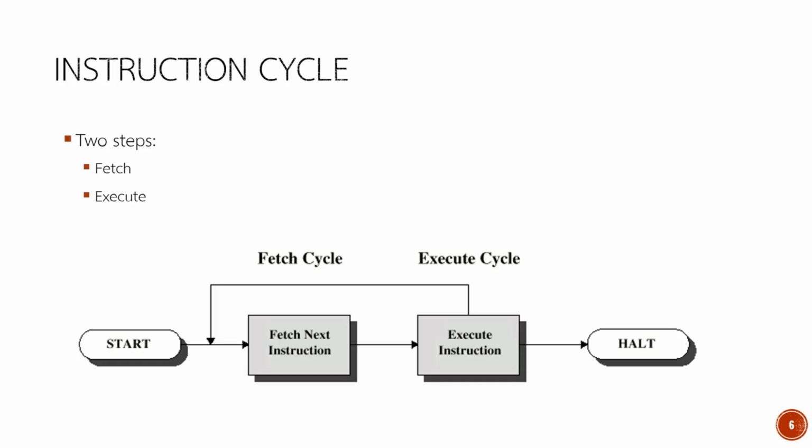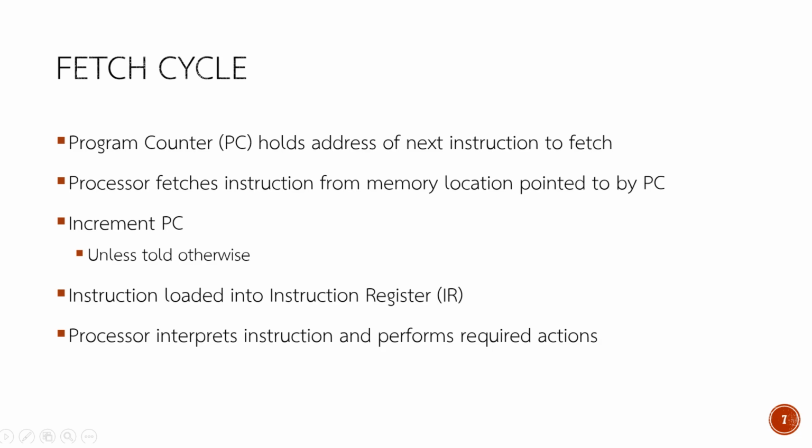Instruction processing can be divided into two main steps as follows. The fetch cycle is the process of fetching instructions and bringing them into the central processing unit to wait for processing. The execute cycle is the processing step. The fetch cycle has the following steps. The central processing unit fetches the next instruction from memory pointed to by the PC. The value in the PC is increased by 1, which points to the next instruction. The instruction is loaded into the IR. The central processing unit then interprets the instruction and performs the action according to that instruction.